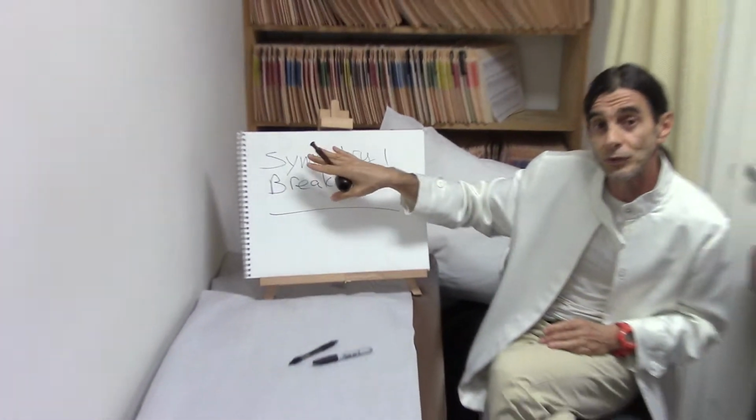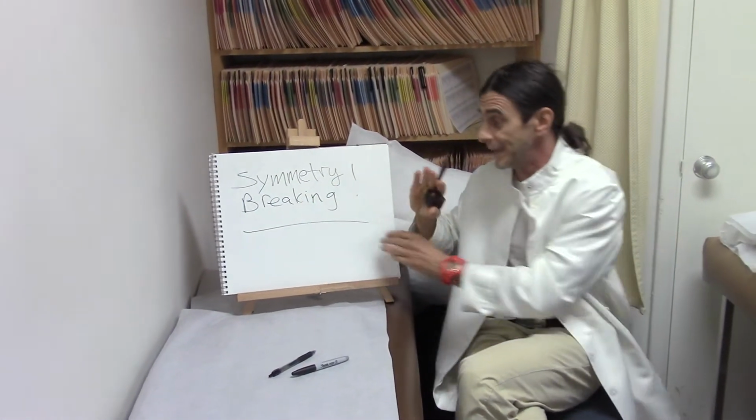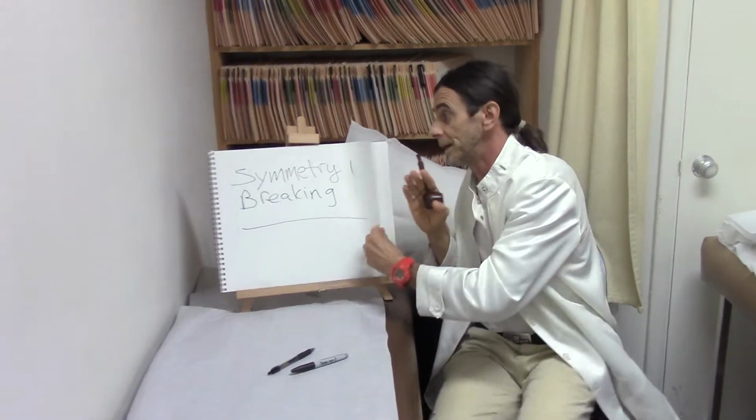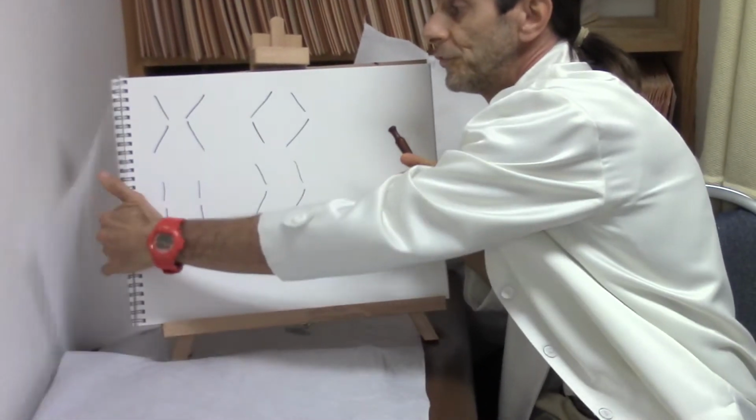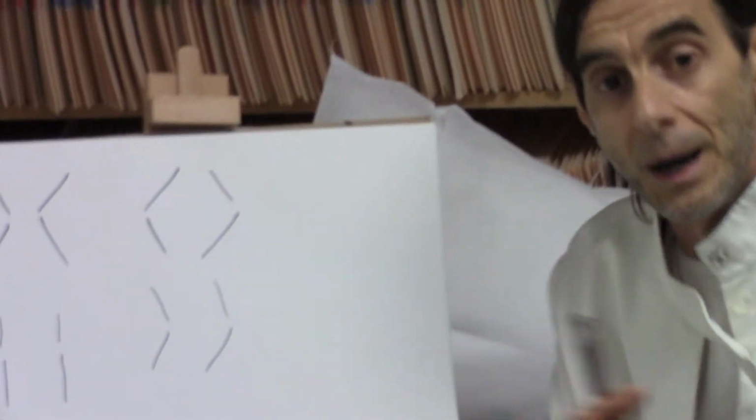Before I go into the specifics of symmetry breaking, I want to give you a little bit of a fundamental anatomical lecture that you need to understand in order to understand what symmetry breaking is. People usually have certain knee alignment conditions. They come in four different variations.